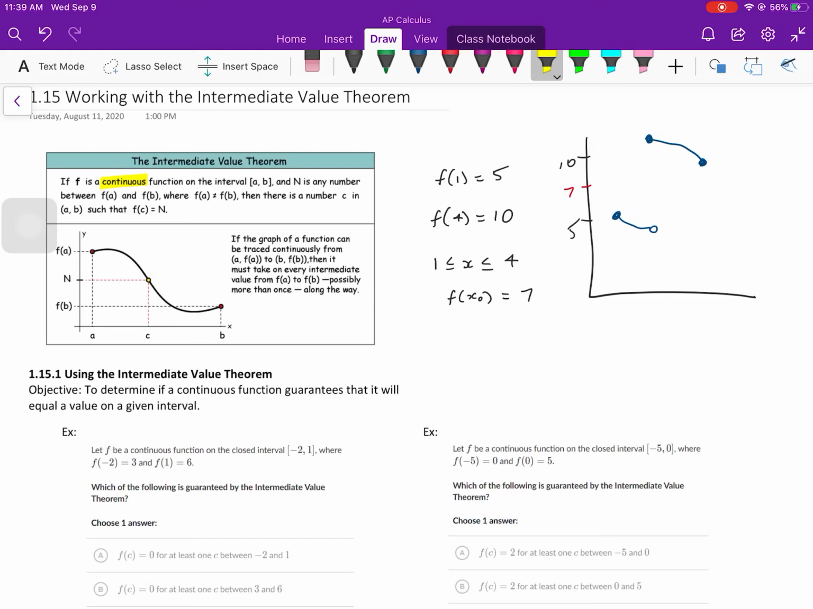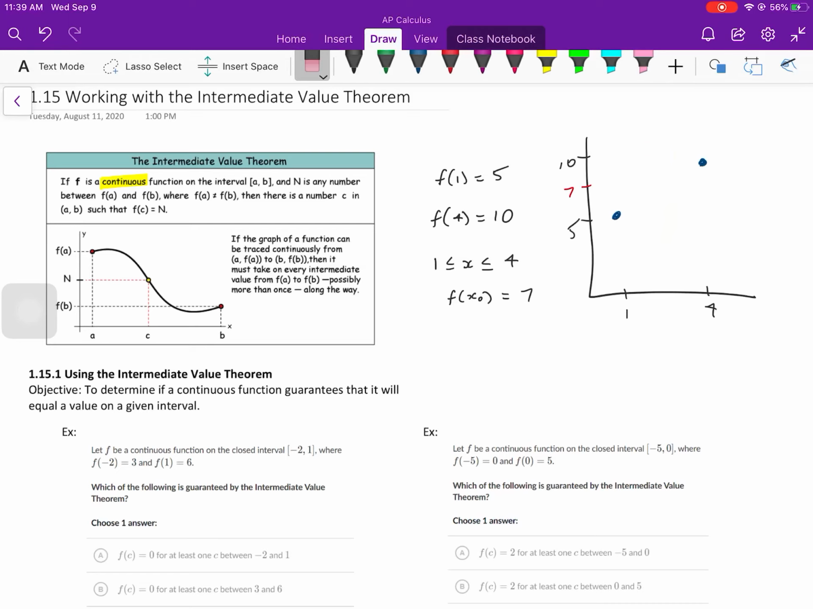So the only way it's guaranteed is if it's a continuous function, then somewhere in between from that interval from 1 to 4, it's going to have to equal 7 if it's continuous. Meaning if I draw from each endpoint without lifting my pencil, it can do whatever I want. I just can't lift the pencil. It's going to equal 7 at least once in there.